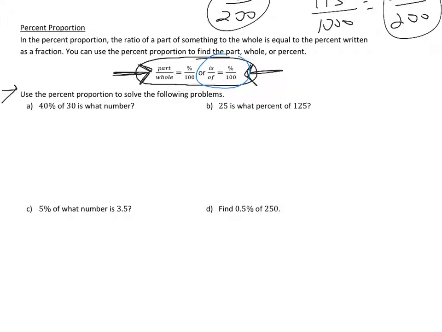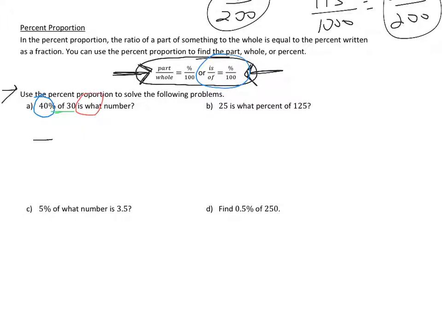So 40%. There we go. 40 is touching percent. Okay, the very next thing I see is of 30. I'm going to underline of 30. The next thing I see is what? There, the problem is done. All I need to now do is set it up.